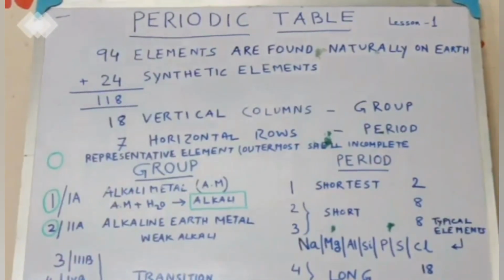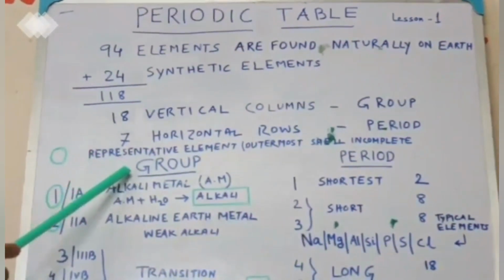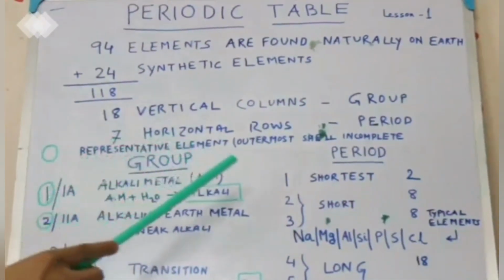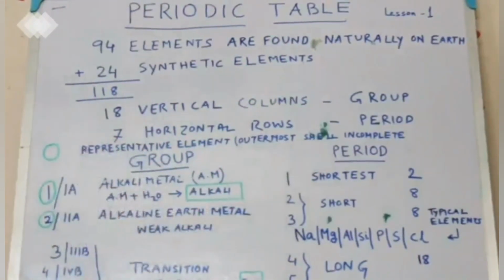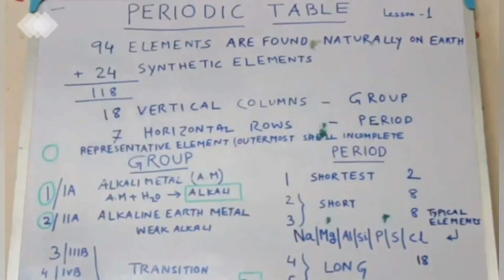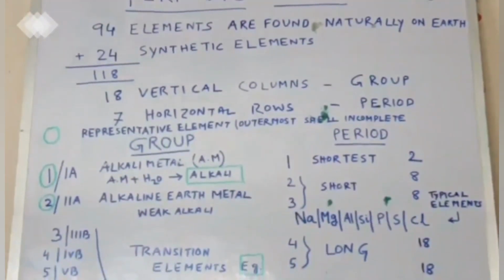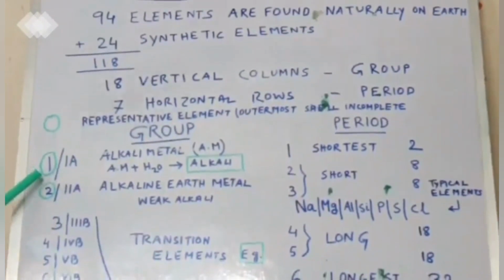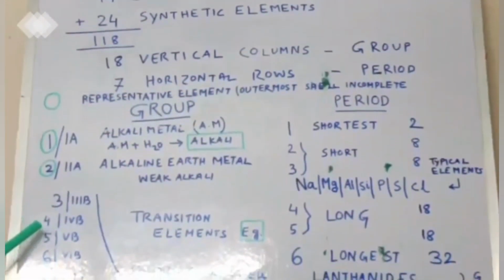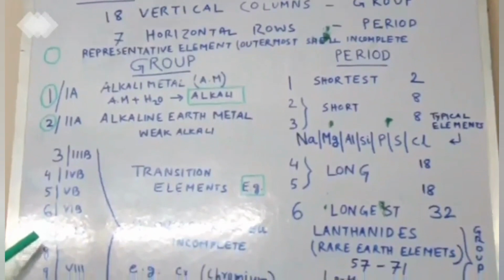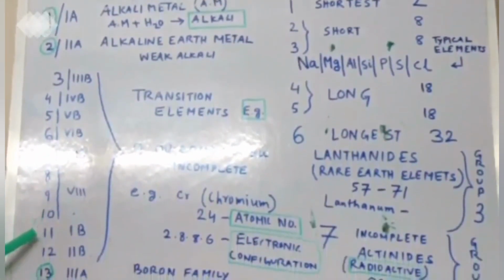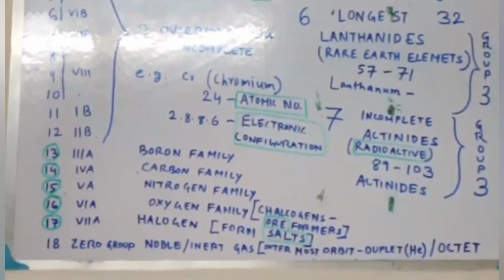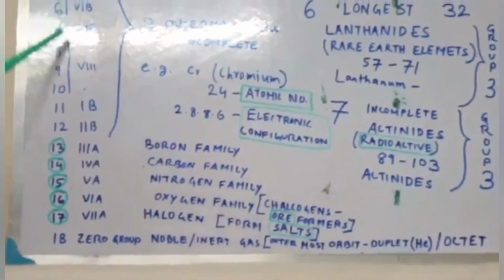Now, here I have written group on the left hand side and on the right hand side I have written period. We have 18 vertical columns, that means 18 groups. Group number 1, group number 2, 3, 4, 5, 6, 7, 8, 9, 10, 11, 12, 13, 14, 15, 16, 17, 18. So these are the 18 groups.